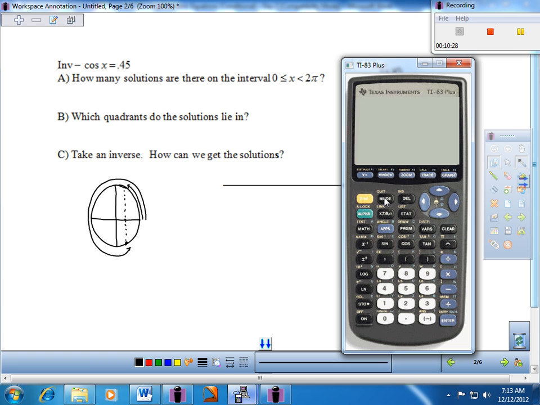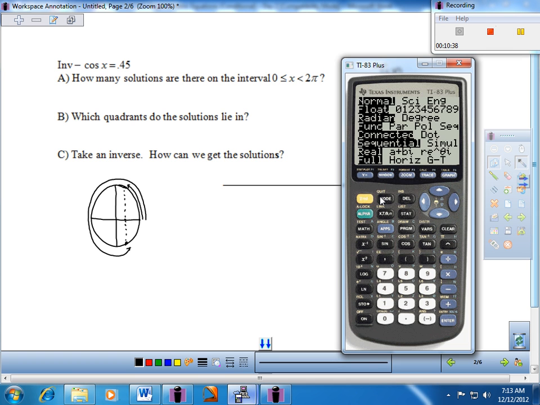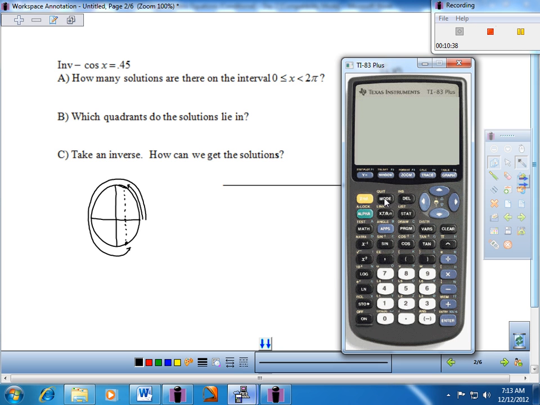So first and foremost, everyone pick up the calculator if you would. And let's go to radian mode. Okay, I'm in radian mode. And now I'm just going to type in inverse cosine 0.45. So remember, you're asking the calculator for the angle measure in radians that has a cosine ratio of 0.45. All right, and I get something like that right there. And that's pretty much what I'm going to use.